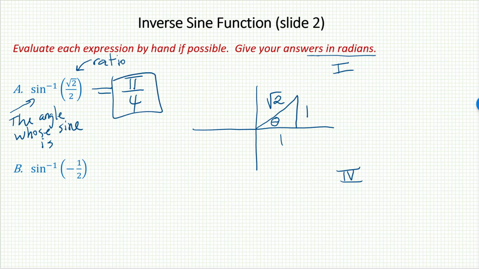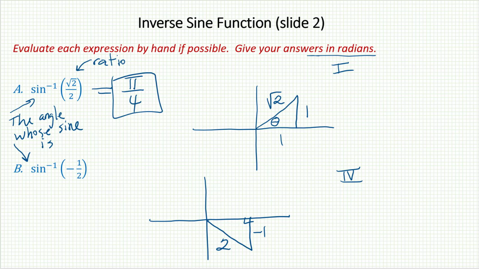Second example says sine inverse of negative 1/2. Again, this could be read, the angle whose sine is negative 1/2. That negative 1/2 is a ratio. I can only draw my picture in quadrants 1 or 4. It's a negative ratio, so I must be down here. I'll draw myself a reference triangle picture. Let's see, sine is opposite over hypotenuse. So the picture must look like this, negative 1 over 2.